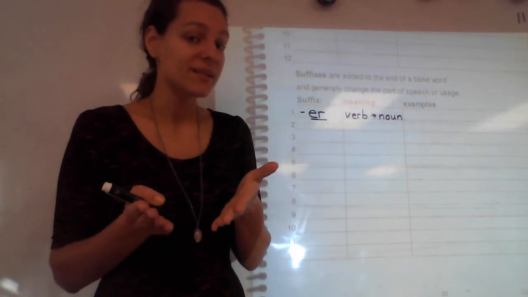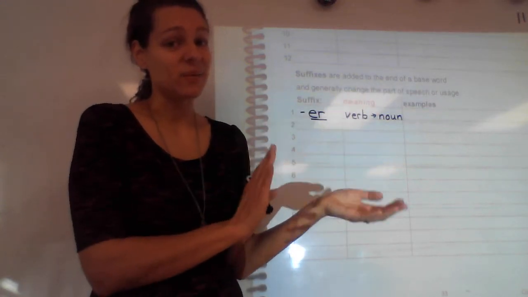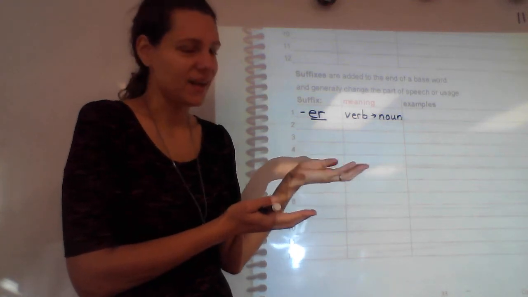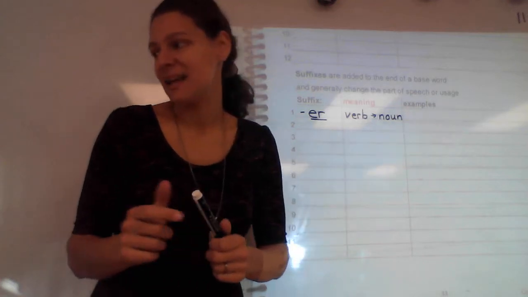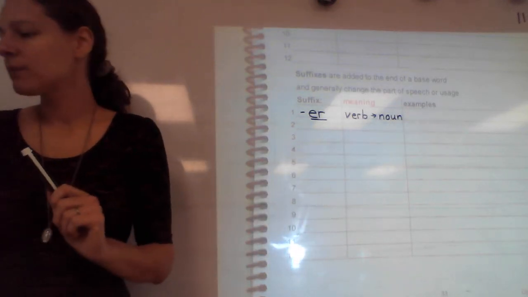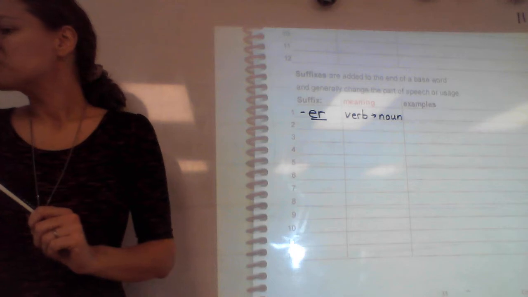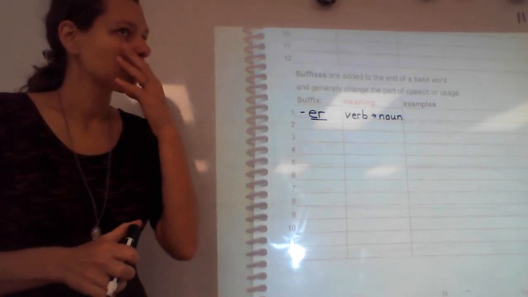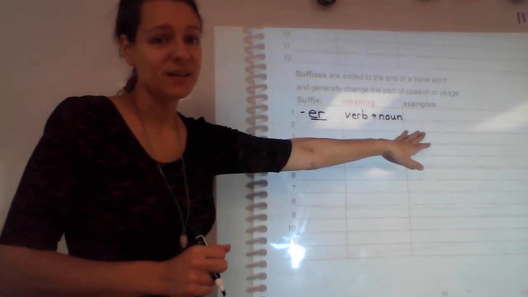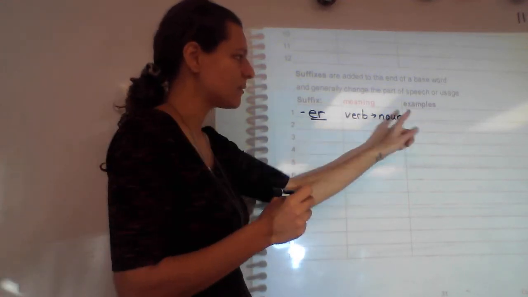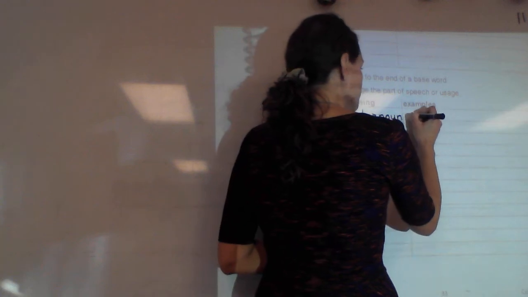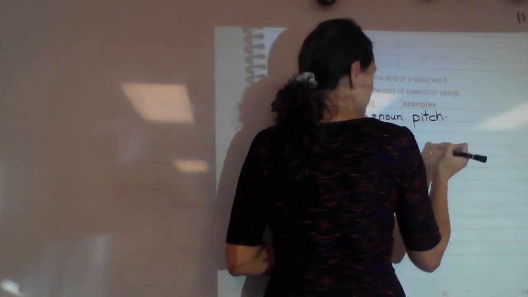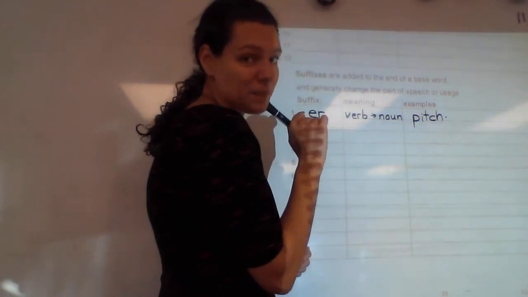So the first syllable is what? Good, pitch. And what's the second syllable? Good, which is the er. Great, go ahead and write that where it says examples, pitcher, and mark it. All right, class, what did you write for pitcher? What's the first syllable? Good, pitch. And the second syllable? Good, the er.